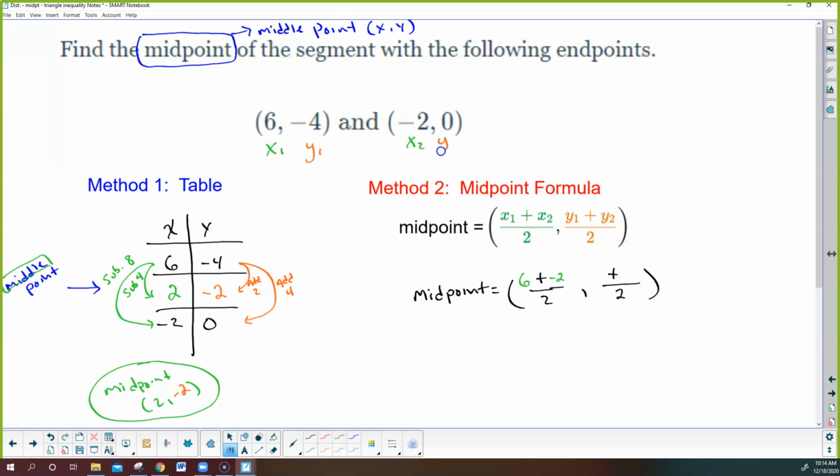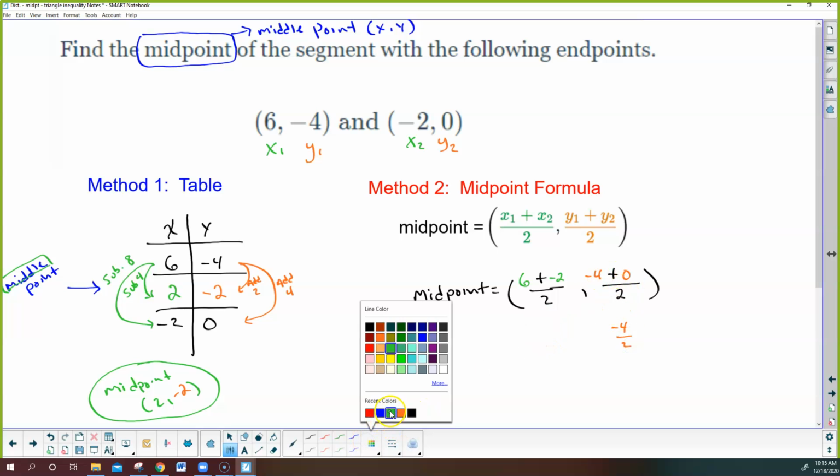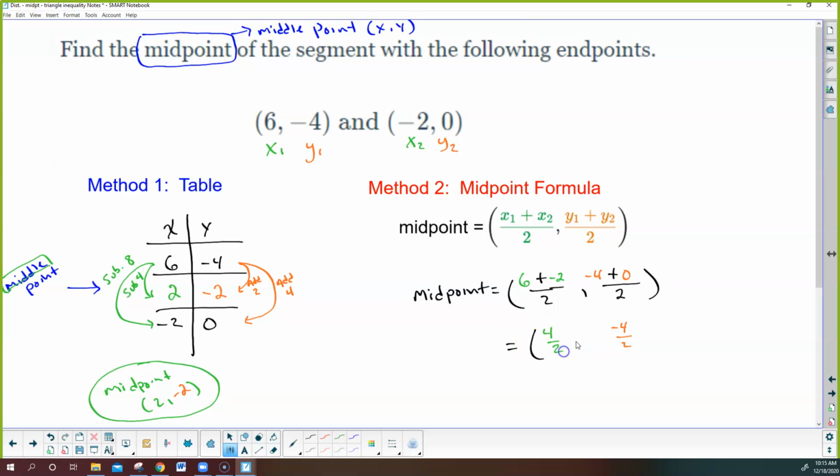So y1, y2, we're going to add the y's. So I like to think of this as the average, because if you add two things and divide by 2, that's the average of the x's and the average of the y's. So then I end up with -4/2 and +4/2. And there still is that comma in between, right?